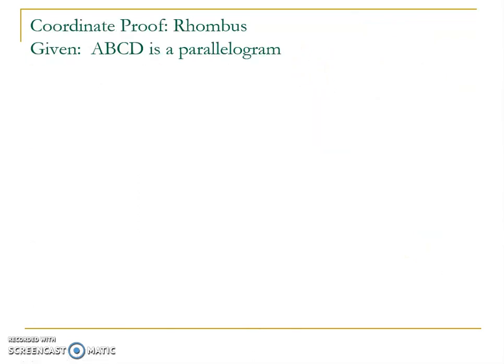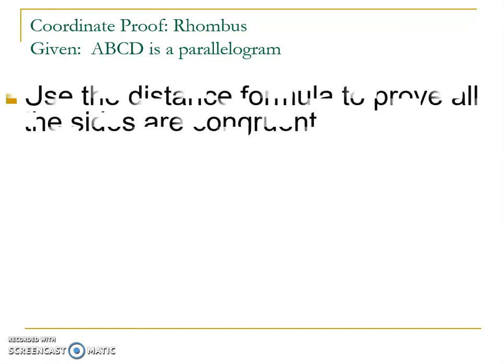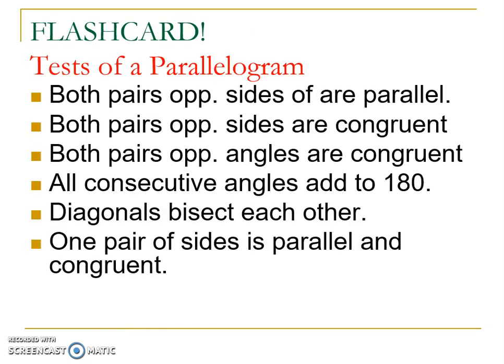So coordinate proof, rhombus, given ABCD is a parallelogram. When you do that, you're going to use the distance formula to prove all the sides are congruent. So when you're proving that all the sides are congruent, you use the distance formula.